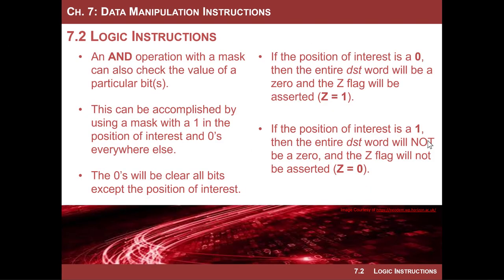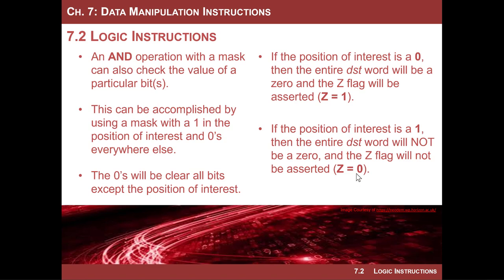You can do one more thing with an AND operation. This one's a tiny bit more complex, but you can actually check the value of a particular bit within the destination. And the way you do it is you basically create a mask and you're going to AND it. And what happens is that anywhere in your mask that has a one is where you care about what bit in the destination you're looking at. Okay. And a zero represents that you don't care about what the values of those positions are. And then what you do is you look at the Z flag after the AND operation.